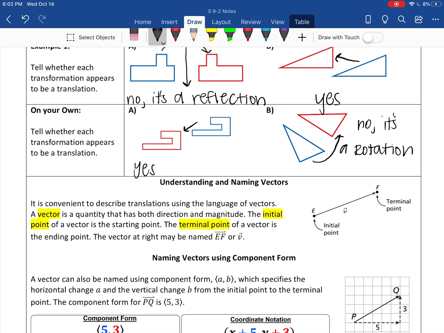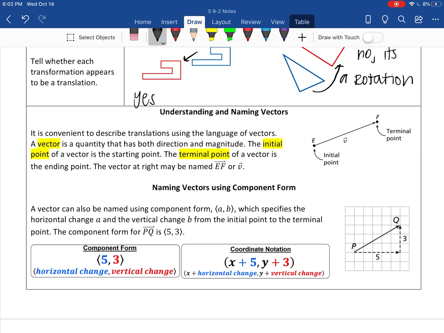So now what we're going to talk about is naming our vectors. Your vector is the quantity that holds both direction and magnitude. Your vector is what a point moves along. Your initial point is your starting point. Your terminal point is your ending point. So in this figure, our initial point is E. We translate across this vector and get to F.